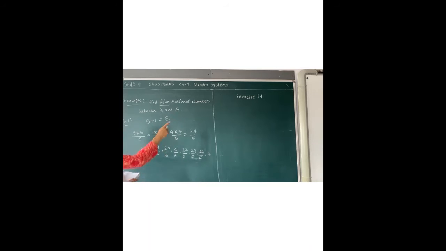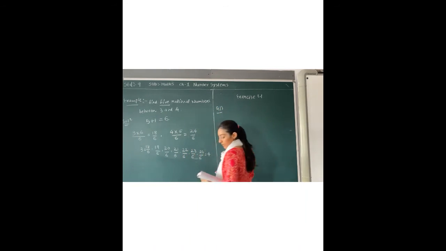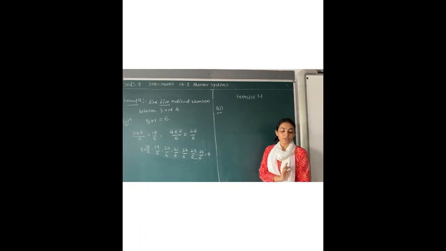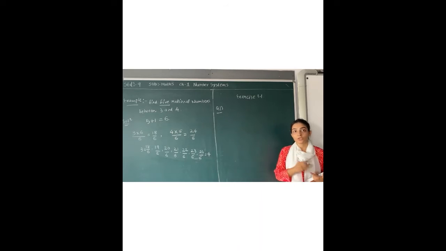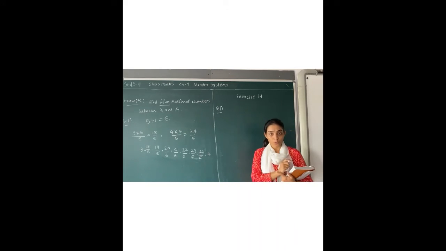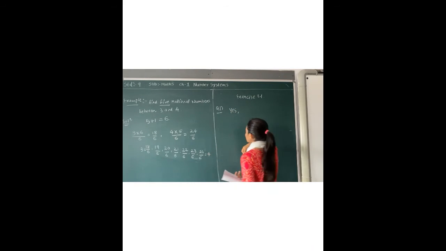Now, we move on to exercise 1.1. Question number 1. Is 0 a rational number? Can you write it in P by Q form, where P and Q are integers and Q cannot be 0? We have to write 0 in the form of P by Q. Can we write? Yes, we can write.